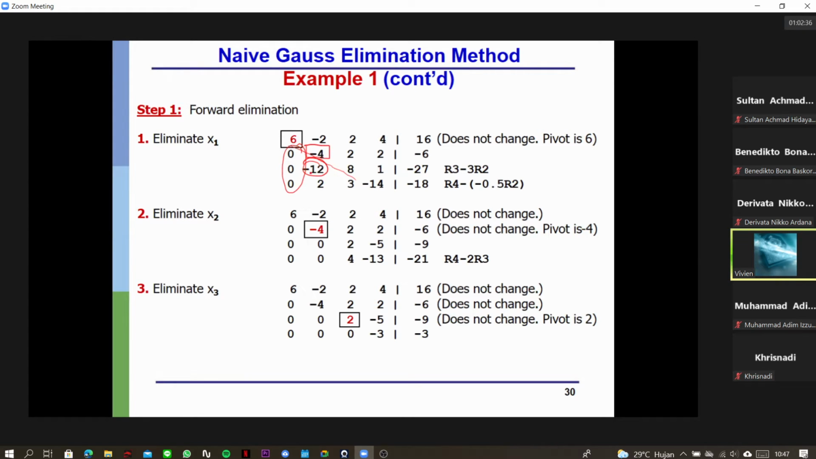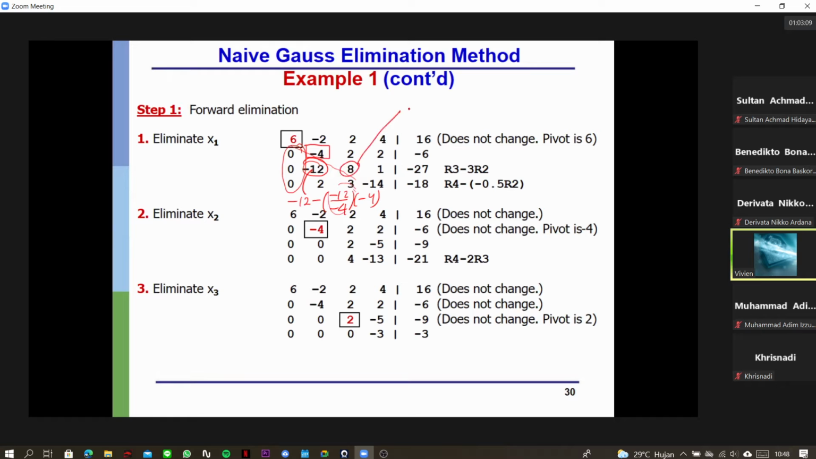Now how to do the subtraction? Again, similar to before, we have minus 12 minus the coefficient itself, minus 12, divided by the pivot element, which is minus 4. This is multiplied by minus 4. So that one will be positive. So that will be negative. Negative, negative will be positive. So minus 12, positive 12, so that will be 0. Then that will be 3, okay.